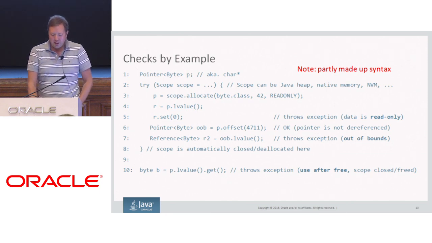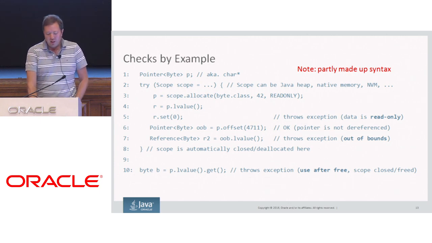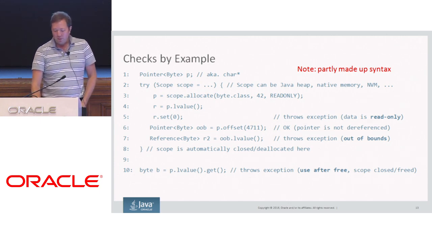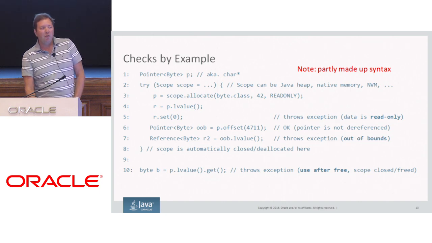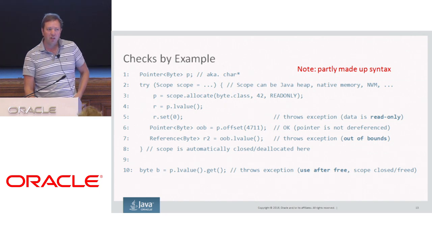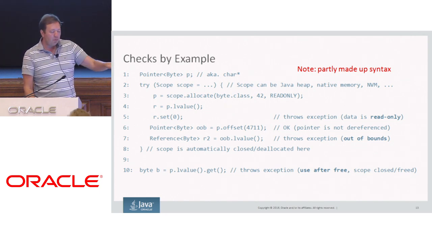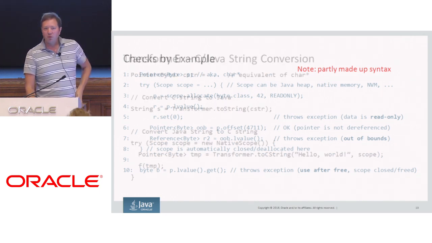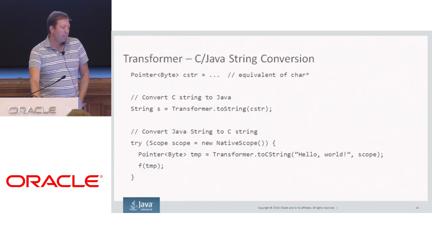And then finally, after the scope has been closed, the memory is actually now deallocated. And if I try to do the same sort of operation, I try to dereference the pointer and get its value, then I'll get some kind of use after free exception thrown. So that's sort of it in a nutshell, outlining at least the sort of functionality we're trying to provide.